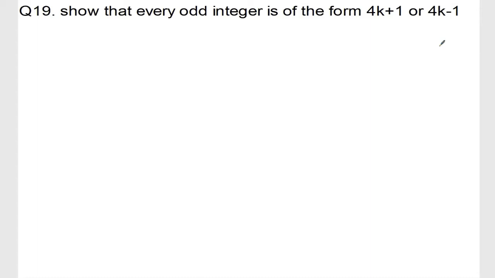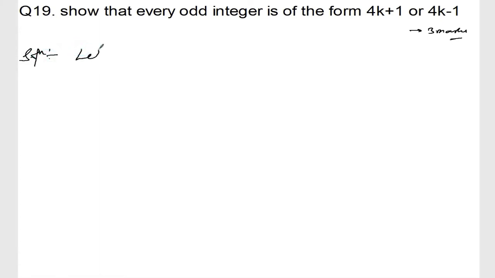Hello, and now we are doing question number 19, a 3 marks question from 2011. This question was asked by giving 3 marks, and it is question number 19 in the year 2011. The question says: show that every odd integer is of the form 4k plus 1 or 4k minus 1. Solution.